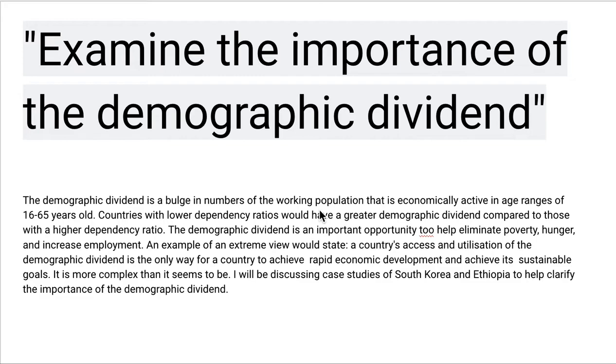An example of an extreme view would state a country's access and utilisation of demographic dividend is the only way for a country to achieve rapid economic development and achieve its sustainable development goals. It is more complex than it seems to be. I will be discussing case studies of South Korea and Ethiopia to help clarify the importance of the demographic dividend. So clearly that is a very, very good paragraph, but we're going to give you a little bit of guidance on how to improve that paragraph even further.